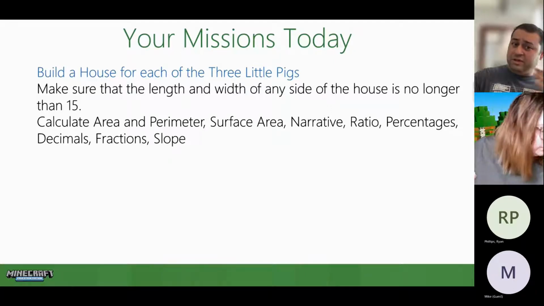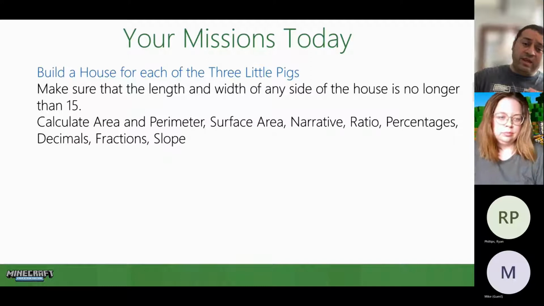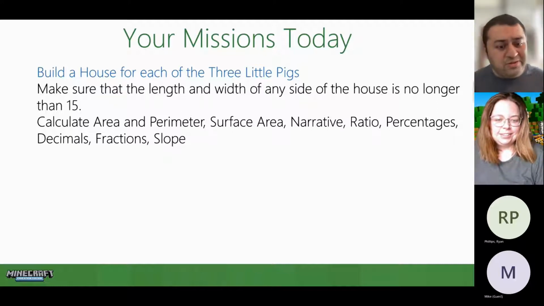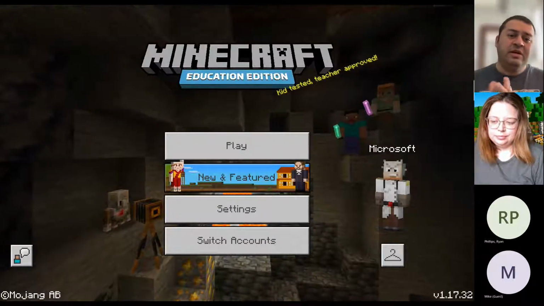And what we should also have loaded into our knowledge right now is the ability to measure things, because I want you to make sure when you build this house, the length and the width of any side of the house is not longer than 15 meters. I knew there was one mistake I didn't catch, Bailey. It doesn't say meters. 15 meters. Okay, so we're gonna build that house with those dimensions. I'm gonna switch back over to Minecraft.